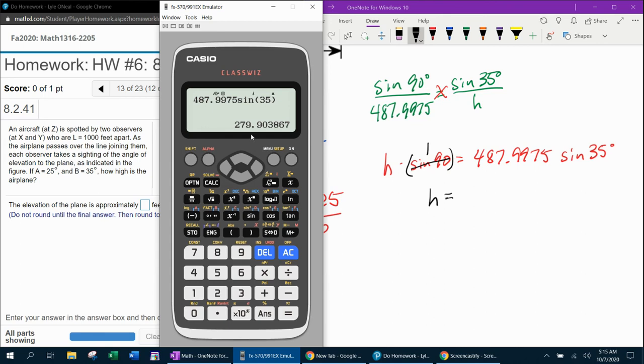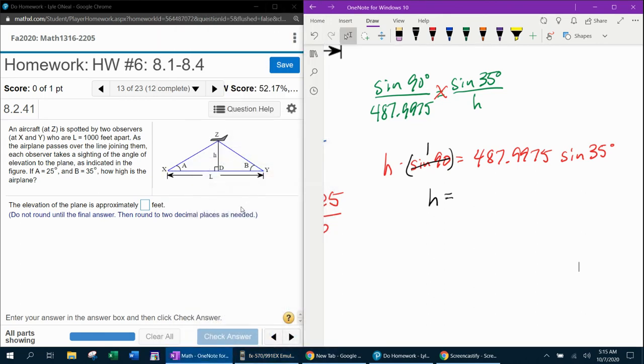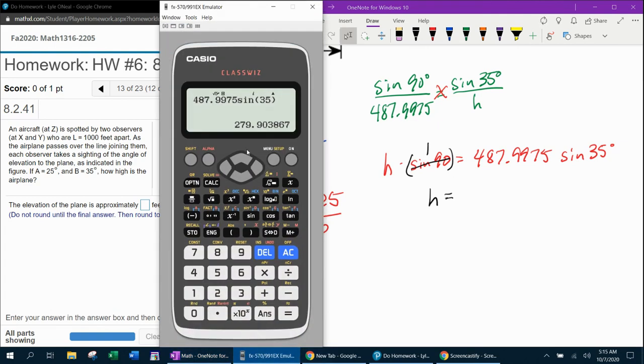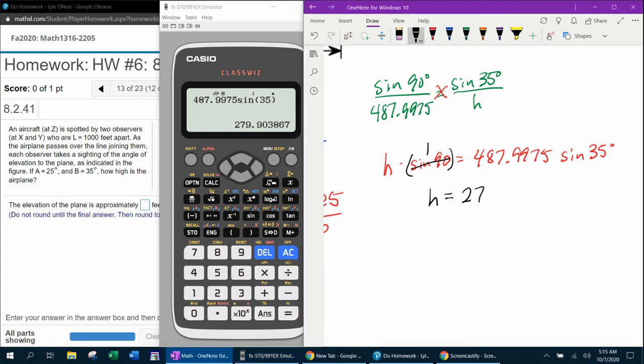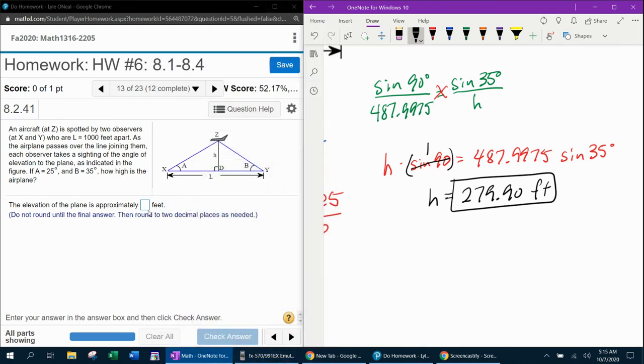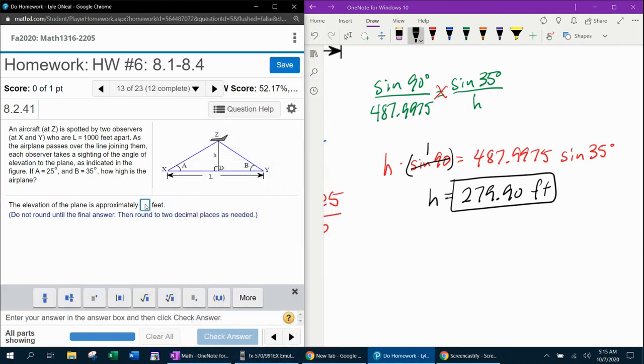Now we need to approximate that to how many decimal places? 2 decimal places. 279.90. And the units are feet. That should be the height of the plane. Let's see how we did.